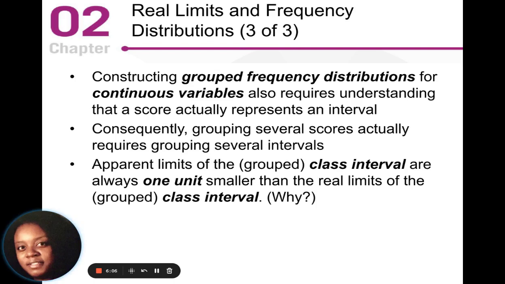Constructing group frequency distributions for continuous variables can also require understanding that a score actually represents an interval. Consequently, grouping several scores actually requires grouping several intervals. So those limits of the grouped class intervals are always 1 unit smaller than the real limits of the group class interval. So I want you to think about why that might be the case.